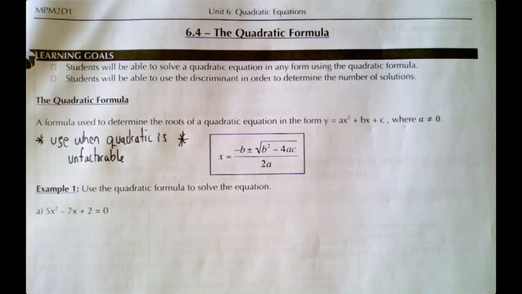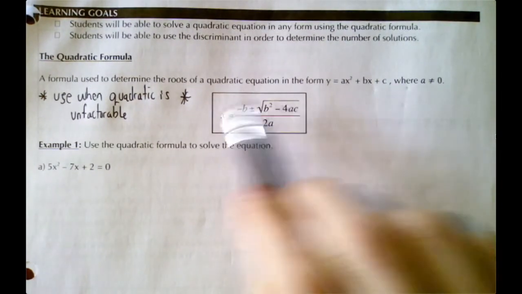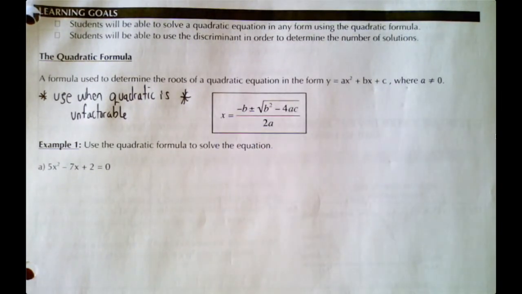Now, of course, we could just use this whenever. It's usually just faster to factor to solve than it is to use this formula. However, you do have the option, if it says just solve, to use it whenever you'd like.